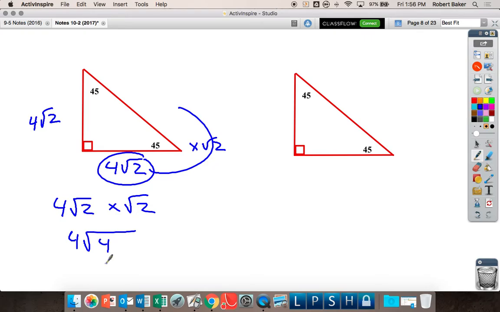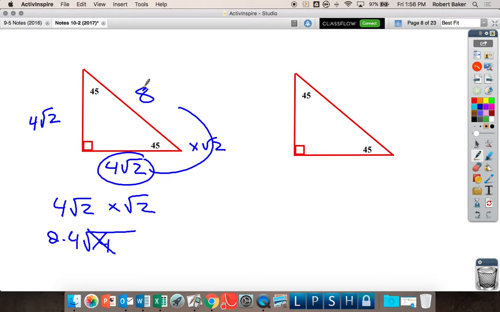But what is the square root of 4? 2. So 2 times 4, 8. So look at the pattern. If you have a radical on the leg, the whole number will be on the hypotenuse. Remember I told you guys, what's 4 times 2? 8. Remember? You remember, Linda?